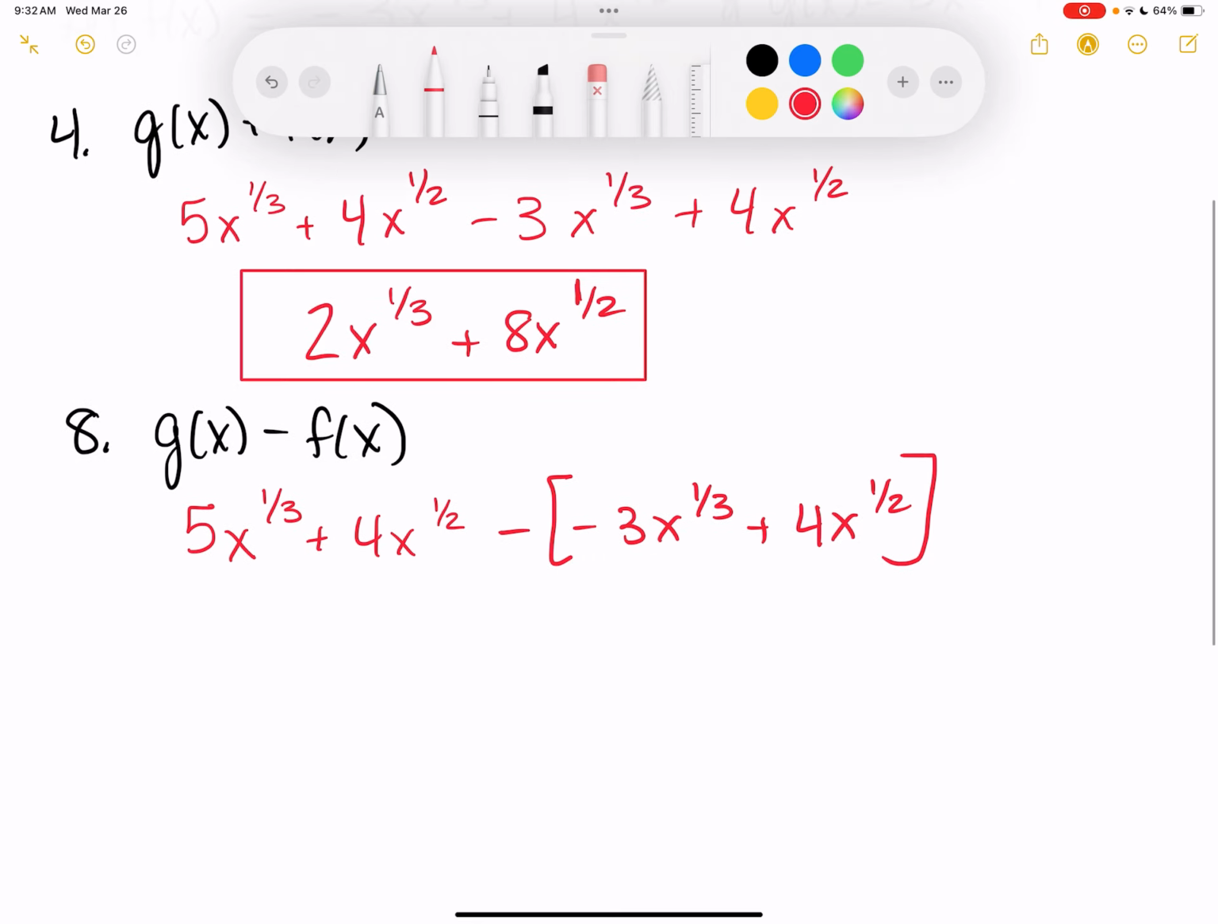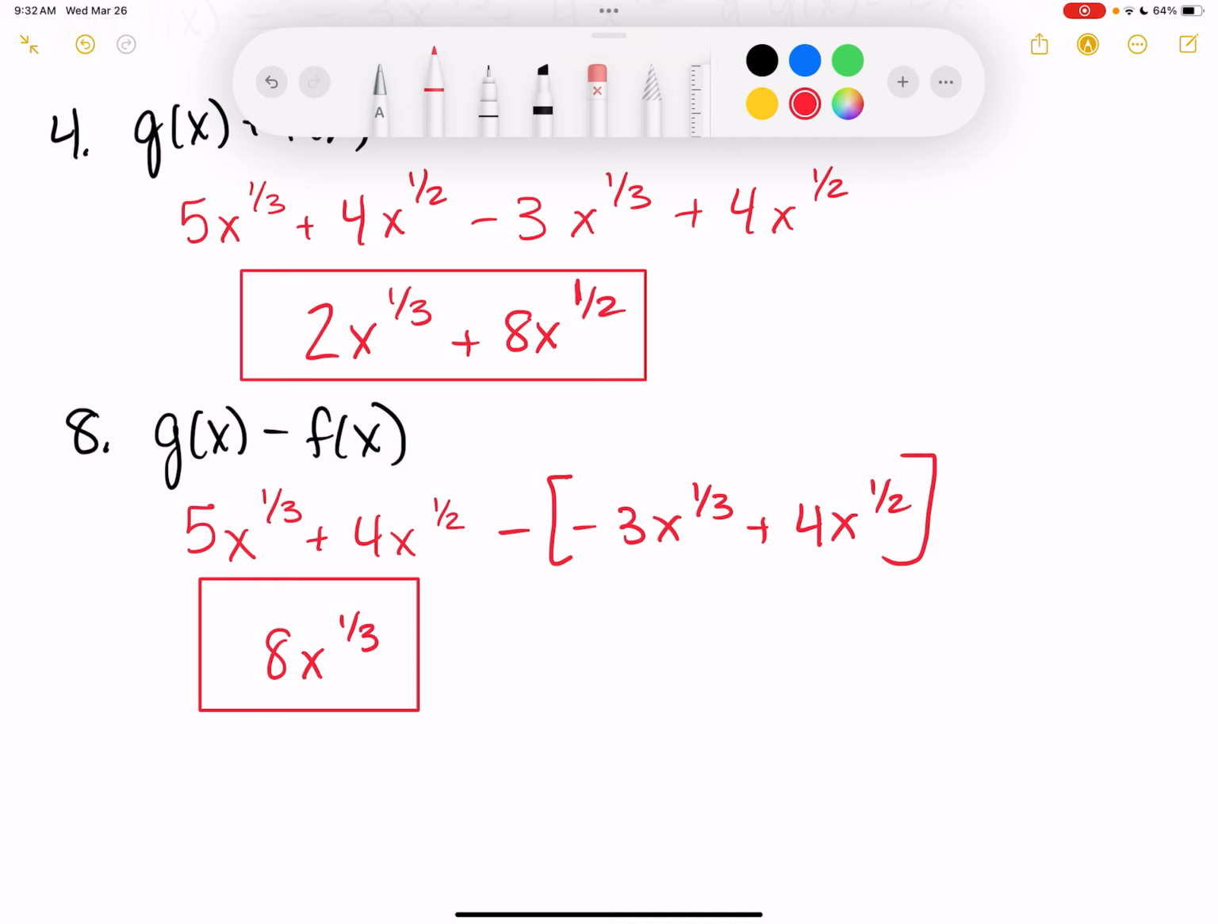All right, so this is going to be plus, this is going to be minus. You can either rewrite it with the signs as they should be, or you can just read it across: 5x to the 1/3 minus a negative 3x to the 1/3, which would be what? 8x to the 1/3. Then 4x to the 1/2 minus 4x to the 1/2 is 0. Nothing there.